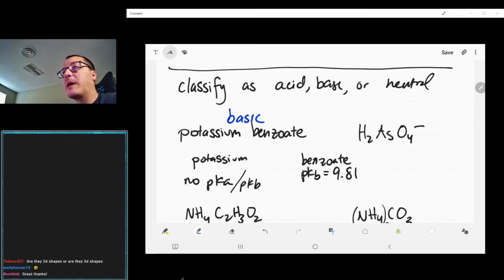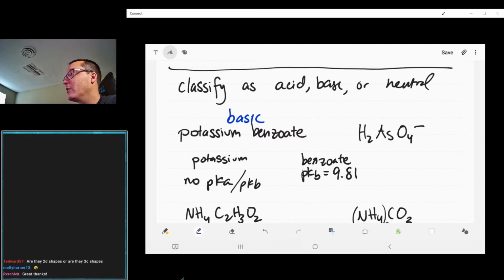So we're going to expect a high pH for a solution of potassium benzoate. So remember, we have the conjugate of a weak acid in here. And so that means it's a weak base. So benzoate is a weak base. Potassium is nothing. So as a result, this is a weakly basic salt. So if we were to make a solution of it, we're expecting it to be basic.